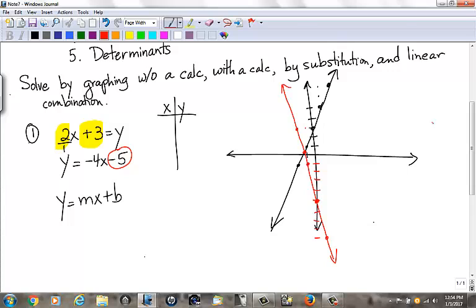Okay, and then I want you to do zoom standard. Zoom on the top row. Zoom standard, Zoom 6. Okay, so that should look like our first line that we graphed, the black one. Okay. Everybody good? Anybody need help?